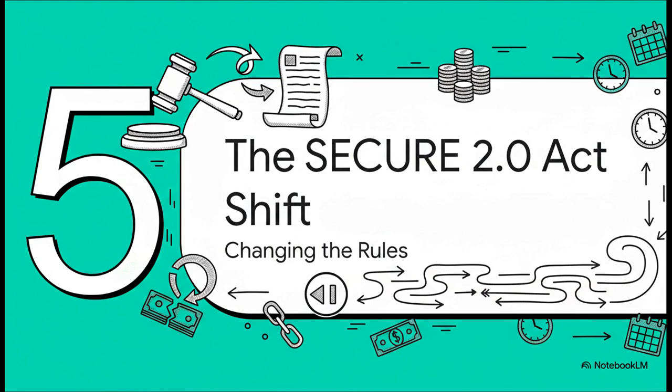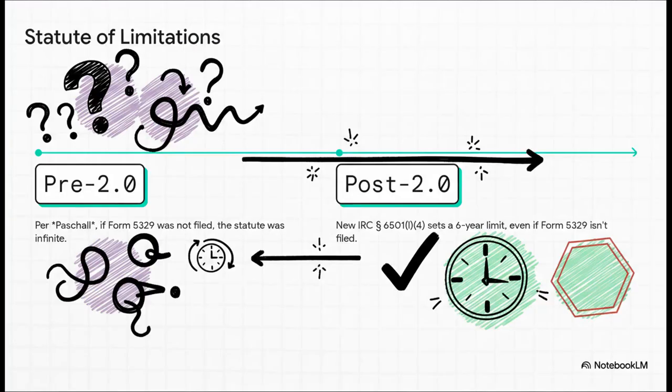All right, Section 5. Now, just when you think you have all the rules figured out, Congress goes and changes the game. And that's exactly what happened with the Secure 2.0 Act of 2022, which fundamentally rewrote the playbook on all of this, especially when it comes to the statute of limitations. And I mean, this was a massive, massive shift. Before Secure 2.0, based on that Pascal ruling, if you never filed your Form 5329, the IRS could theoretically come after you for that 6% tax forever, indefinitely. There was no time limit.